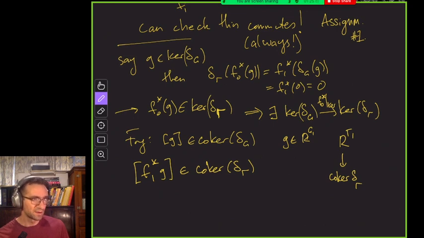F star is restricted to the kernel of delta G. Yeah, because this is what we were doing. We're saying if G is in the kernel of delta G, then I apply F0 to it, then it's still inside the kernel of delta gamma. So when I just apply F0 star to things in the kernel of delta G, it lands inside the submodule, which is the kernel.